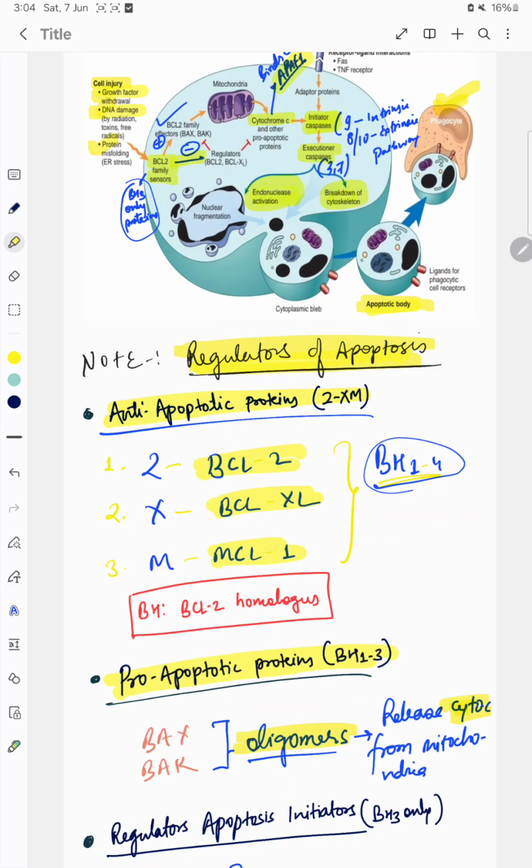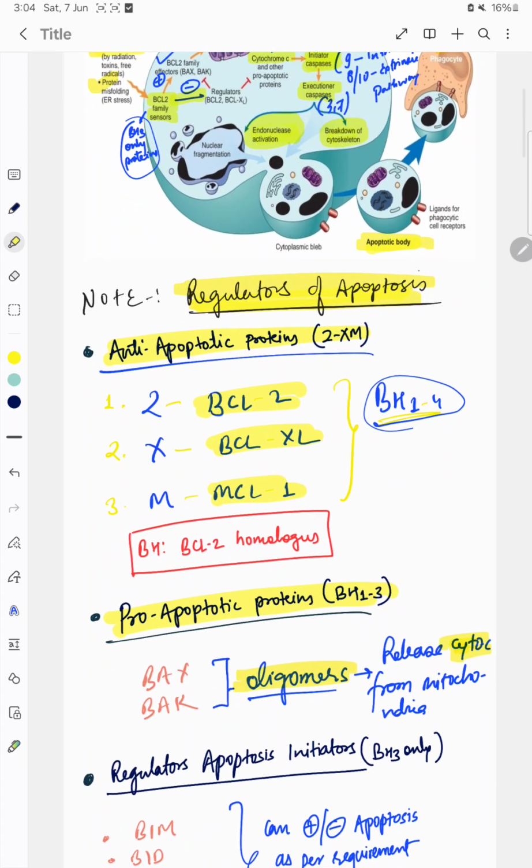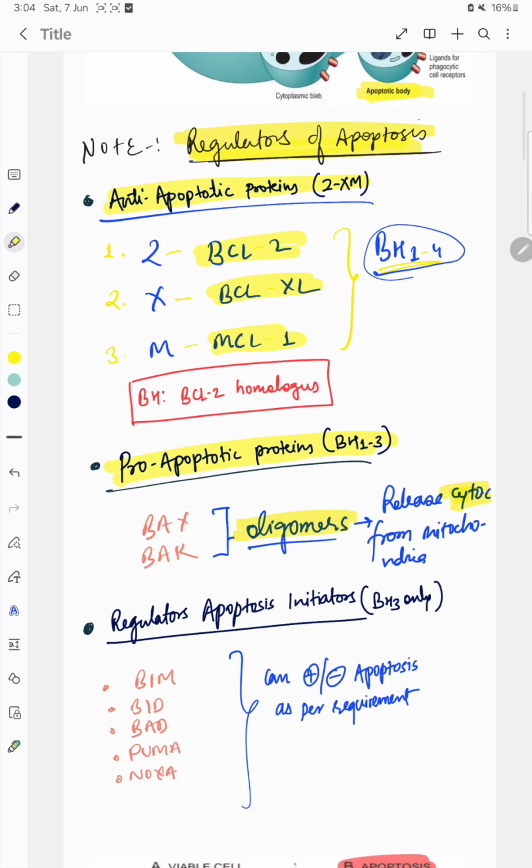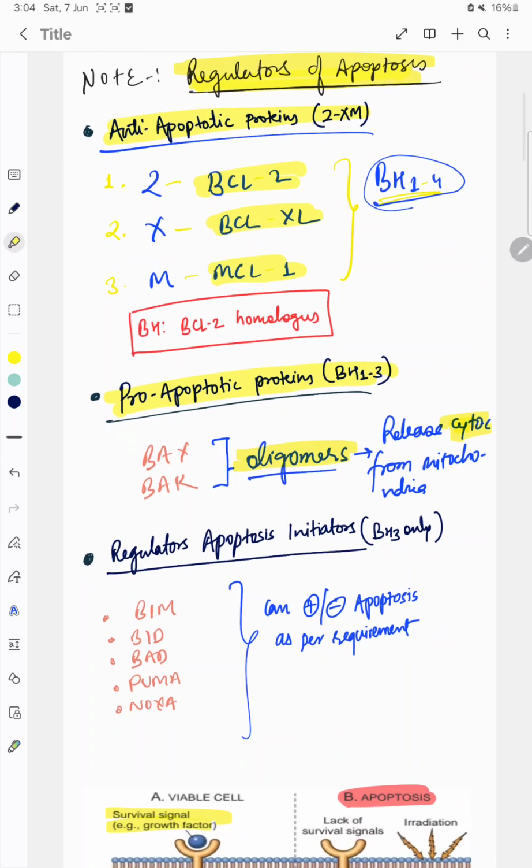The other category of regulators of apoptosis is pro-apoptotic proteins. They are BH1 to 3 family proteins. Examples of pro-apoptotic proteins are BAX and BAK. They are oligomers and they promote apoptosis by releasing cytochrome C from the mitochondria.